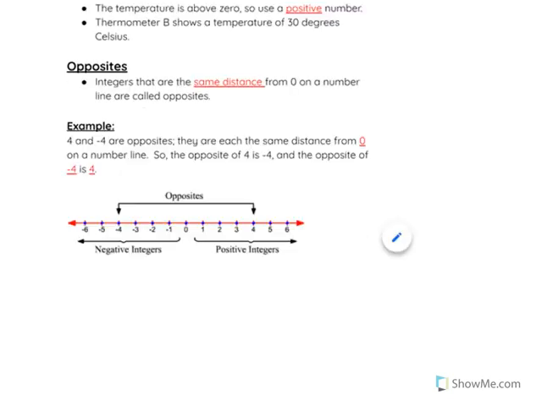Opposites are integers that are the same distance from 0 on a number line. They are called opposites. So for an example, 4 and -4 are opposites. They are each the same distance from 0 on the number line. So the opposite of 4 is -4, and the opposite of -4 is 4. All right, so we see on the number line, here's -4, here's +4. If we count back, 1, 2, 3, 4 spaces to 0, +4 is 4 spaces from 0. Same with -4. Okay, 4 units from 0. So they are equal distance from 0, so we call them opposite numbers.